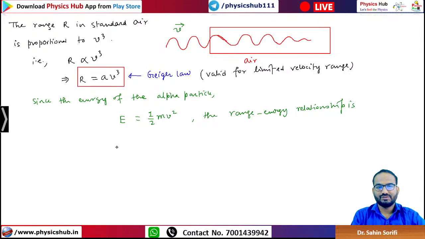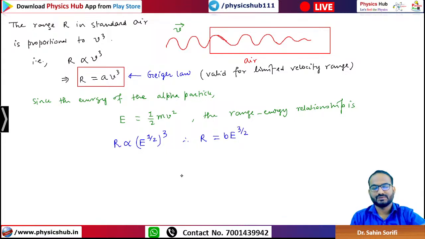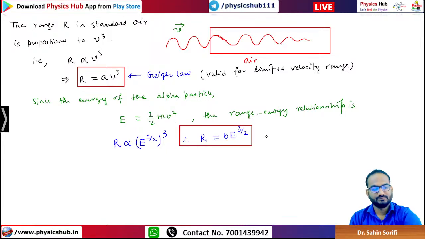Look, R is proportional to V cube, and from here you can see V is proportional to E to the power half. So R is proportional to V cube, and V is proportional to E to the power half, so cubed. That makes R equal to, let's take some other proportionality constant, B, so B E to the power 3 by 2. So this is the relation between the range and the energy of the alpha particle. So simple.